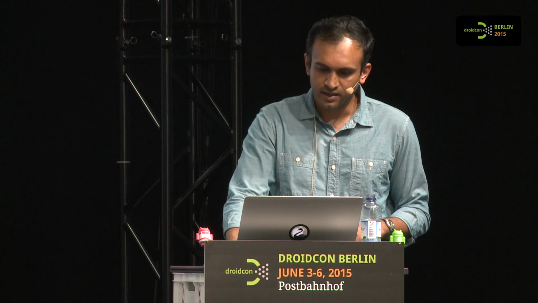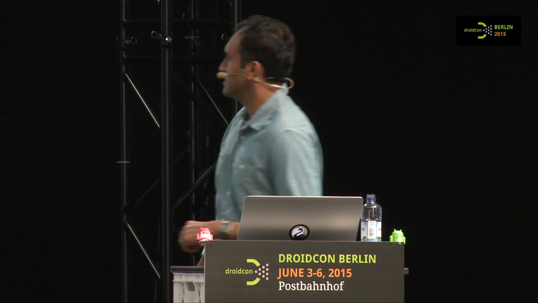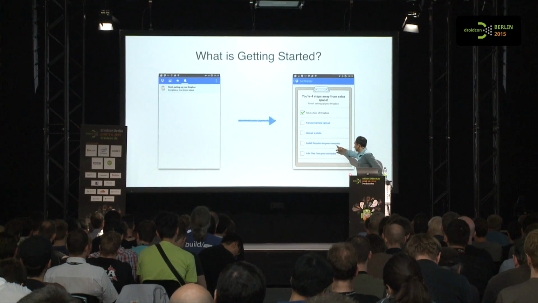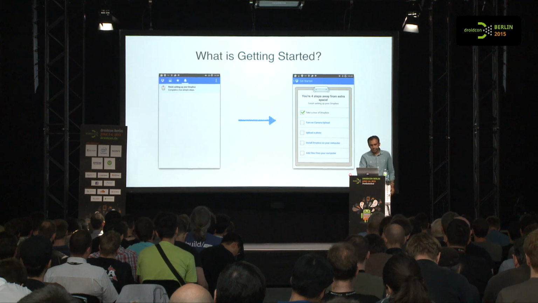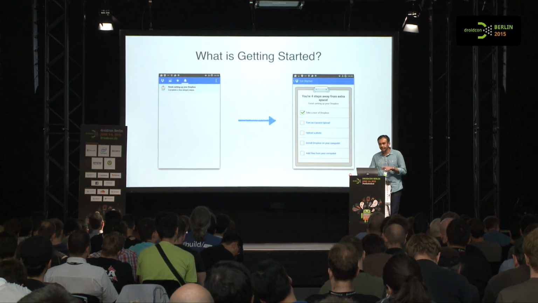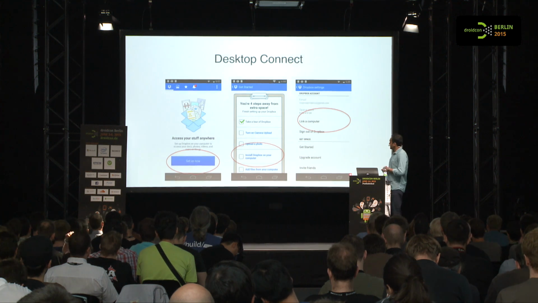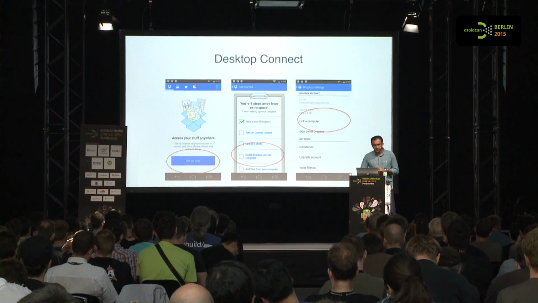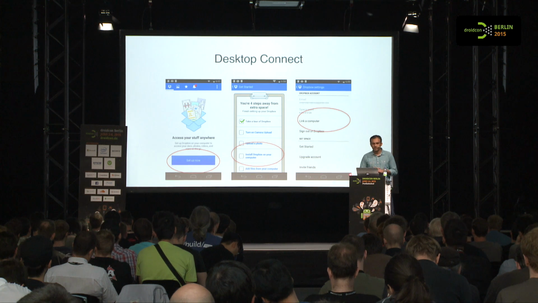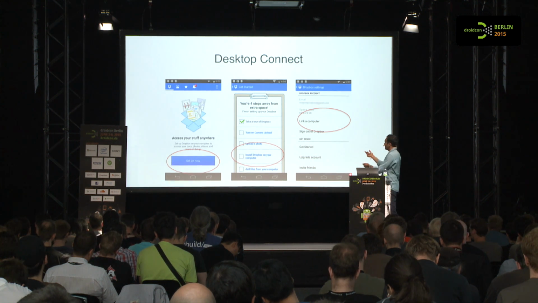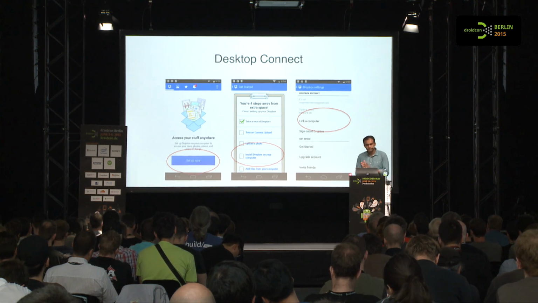So I'm going to actually talk about a specific task in the getting started. It's this task called install Dropbox on your computer. And what we call that is Desktop Connect. And Desktop Connect is a flow designed to simplify the installation of Dropbox on your computer once you've installed it on your phone.